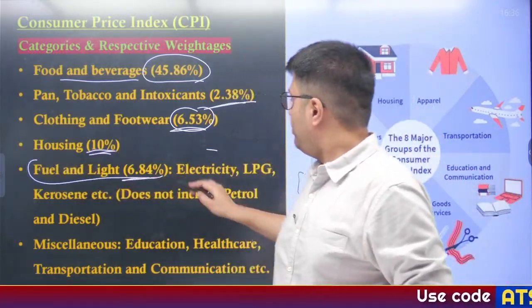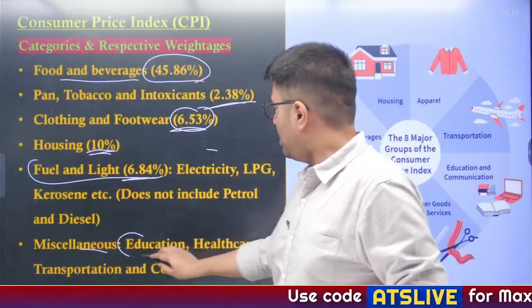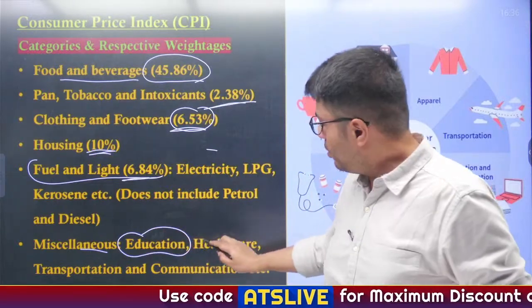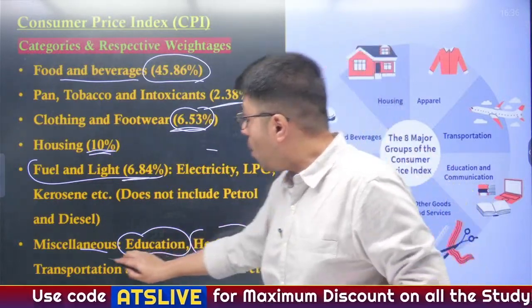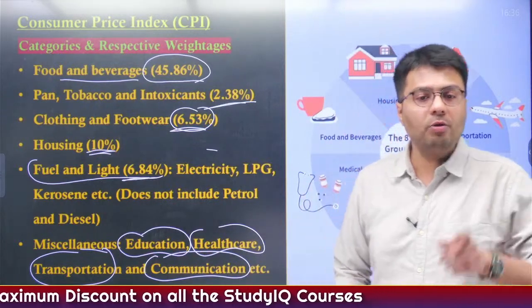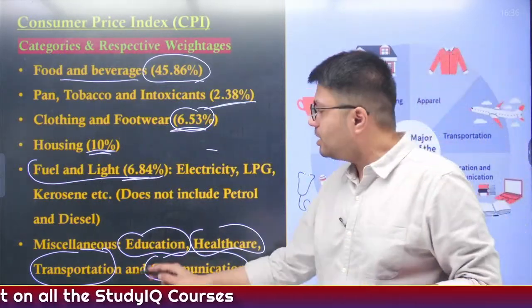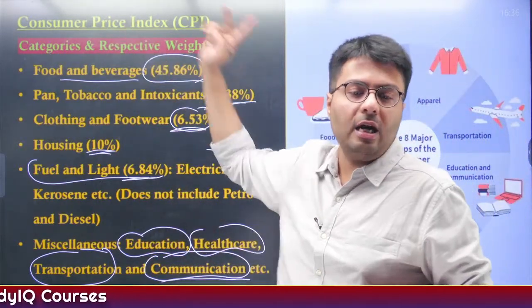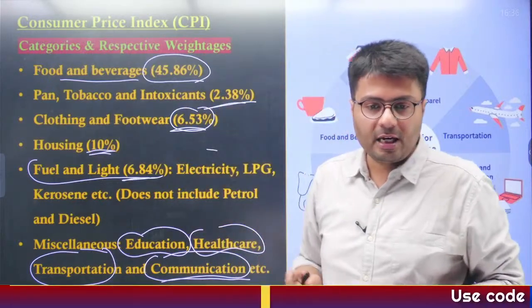Then there is the fuel and light weightage, and the miscellaneous weightage, which includes expenditure on education, healthcare, transportation and communication. How do you recharge your mobile? You recharge your mobile frequently. That is why all of this is also considered when considering inflation.